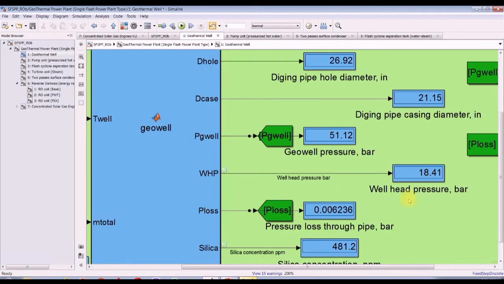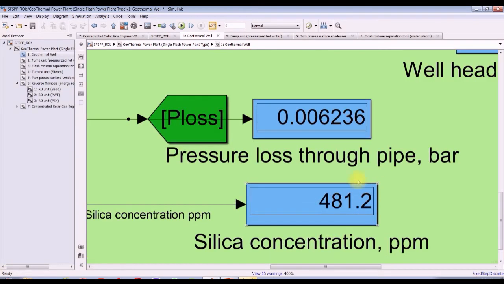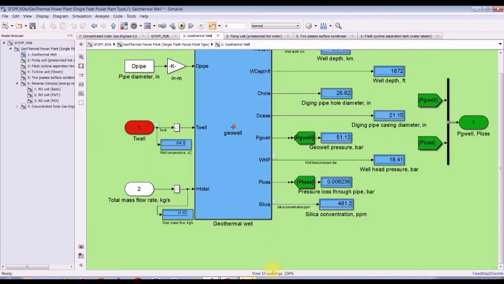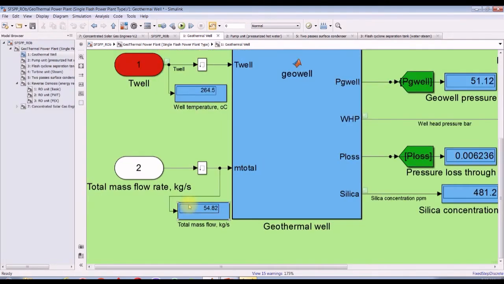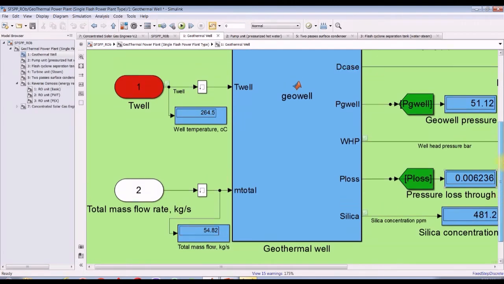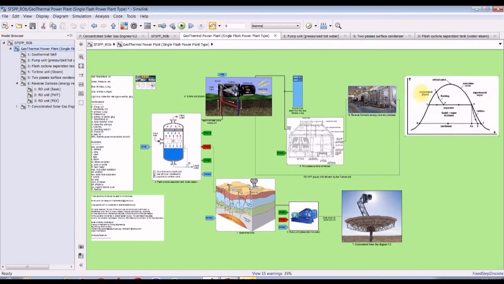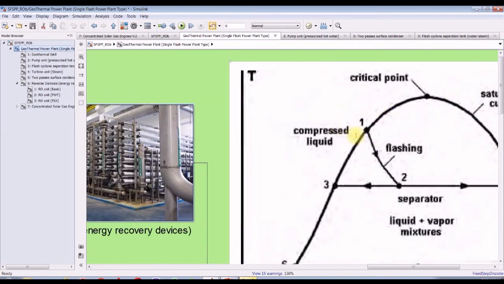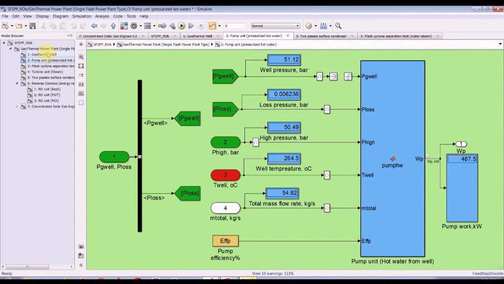Okay, wellhead pressure and pressure losses through the pipe. Silica concentration: this silica concentration should be around 400 ppm. This is the total mass flow rate from the well, and this is the well temperature. This is very interesting. The well temperature is 264 degrees Celsius. Okay, that's the geothermal well. Let's go for the pump.